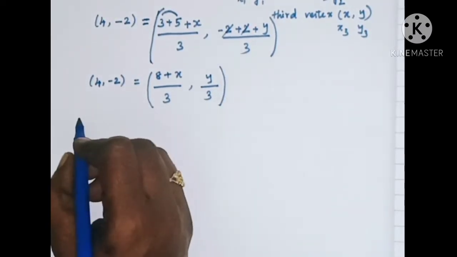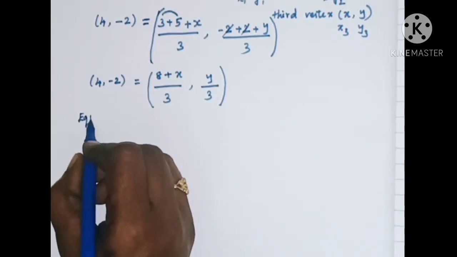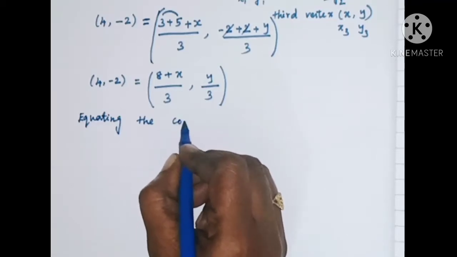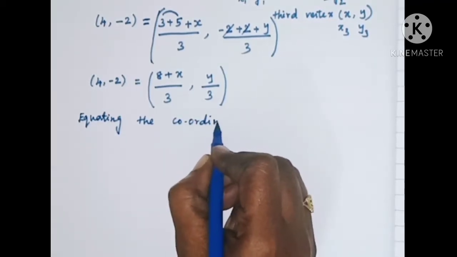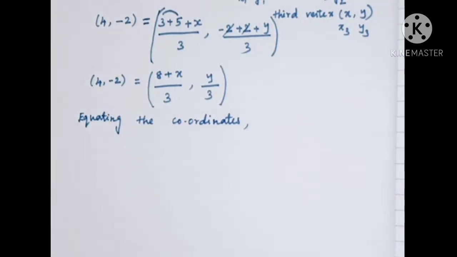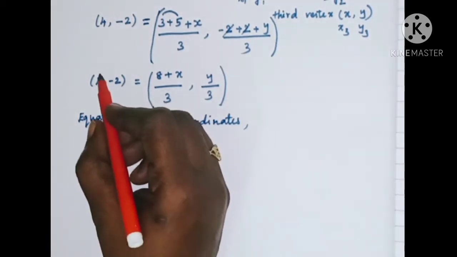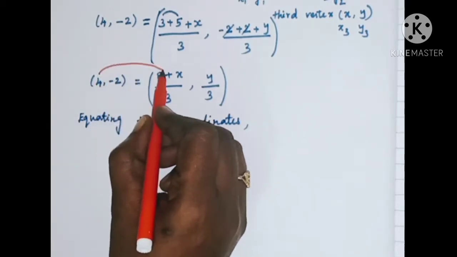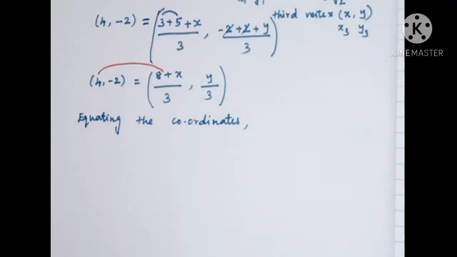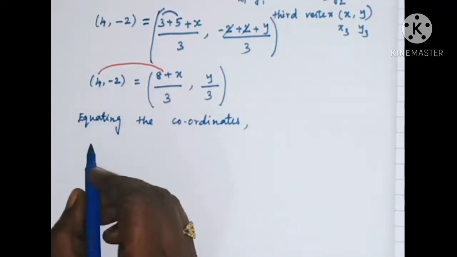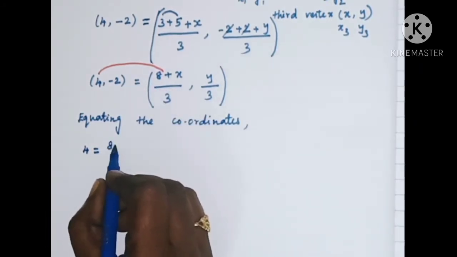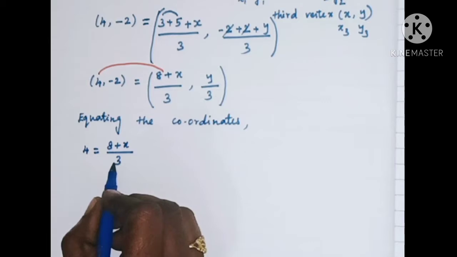Now we have to equate the coordinates. By equating the coordinates we will get the values of x and y. So we equate the first coordinate with the first coordinate. What is the first coordinate here? 4 is equal to 8 plus x divided by 3.